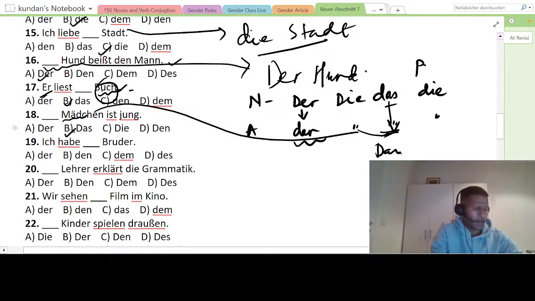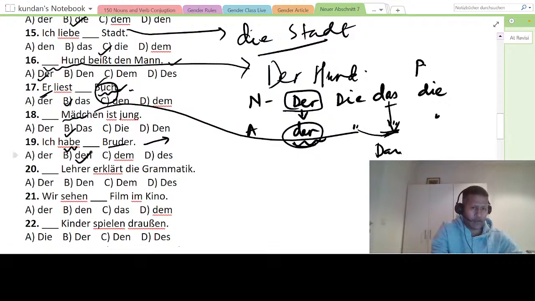Okay. All right. Question number 19. Ich habe das Bruder. This is an accusative because of have, right? So Bruder, what will be the right answer? Exactly, that is right. So der Bruder, the brother is what? Masculine, which will change to den in accusative because you have a brother. He says, I have a brother, right? So it is ich habe den Bruder.